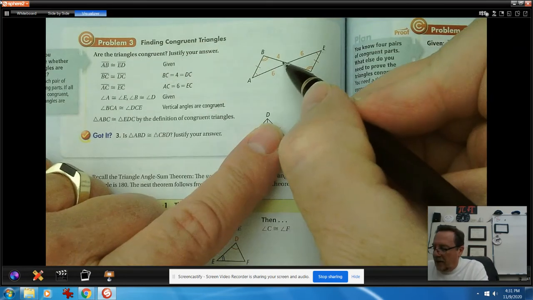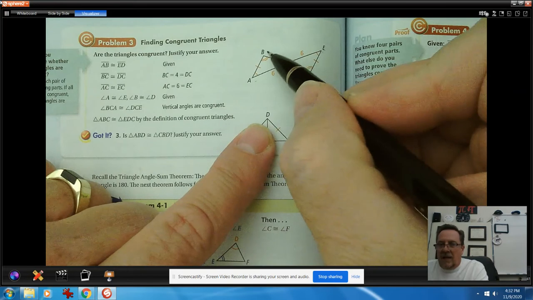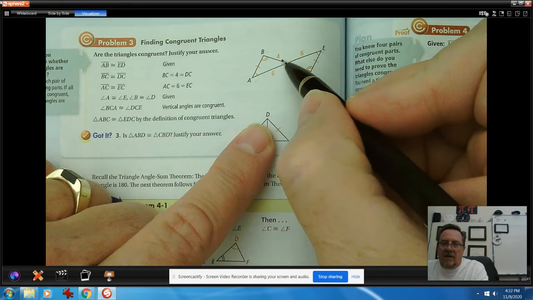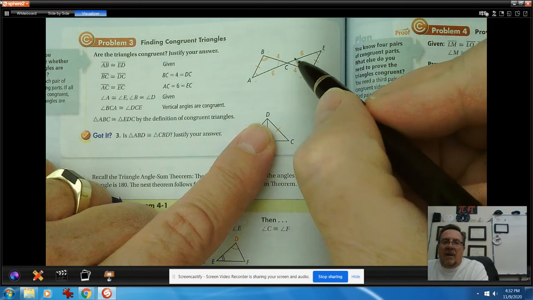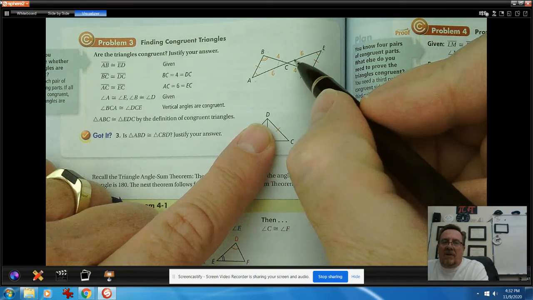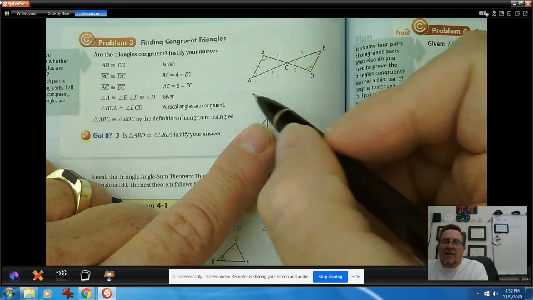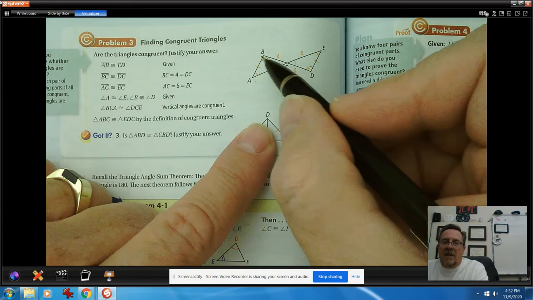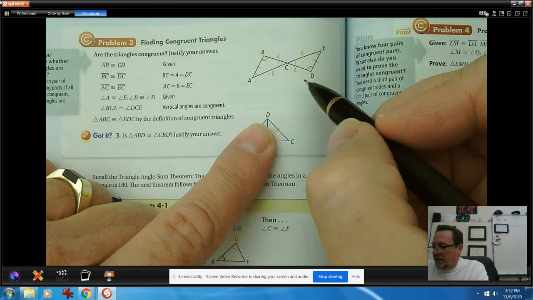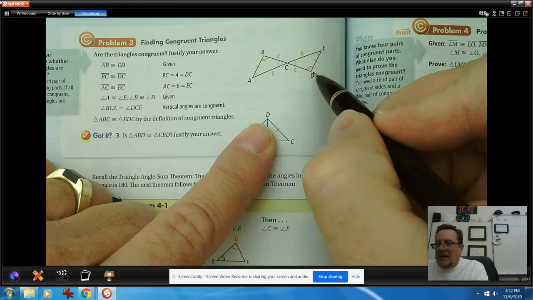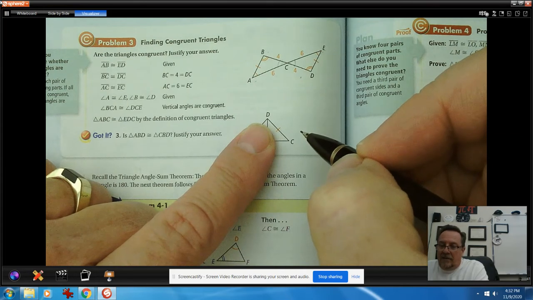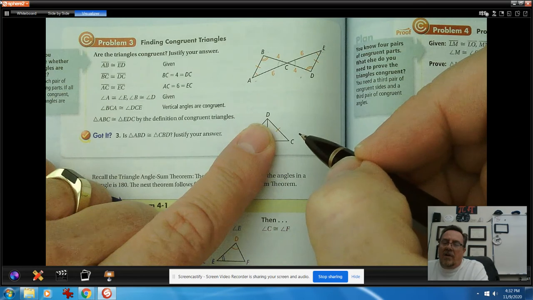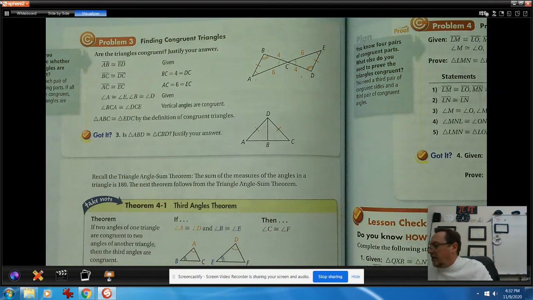Can I say that angle ACB, that's this angle right here, is the same as the angle on the other side over here, which we would call angle ECD? Is angle ACB the same measure as angle ECD? Yes. Do you know why? Starts with a V. They're vertical angles, and we know that vertical angles are congruent.